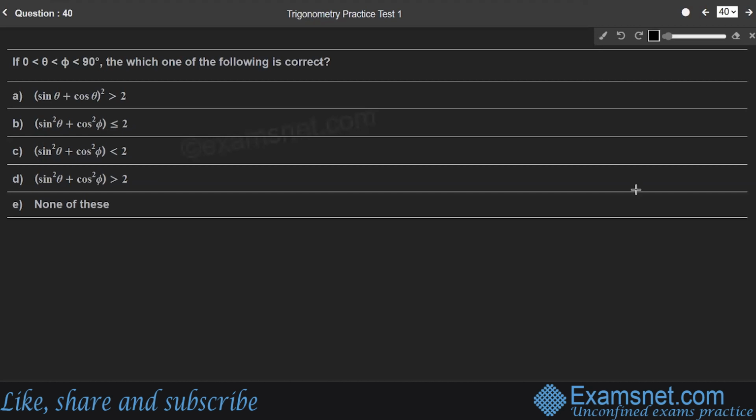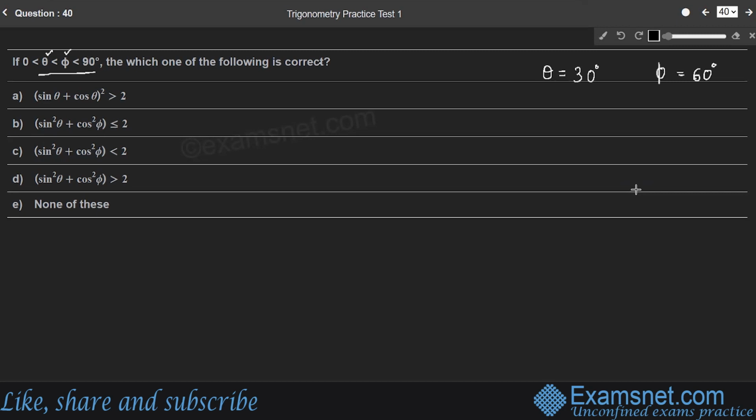Question number 40. If 0 < theta < pi < 90 degrees, then which one of the following is correct? Here, students, two angles theta and pi lie between 0 and 90 degrees and theta is less than pi. So let us consider values for theta and pi. Here theta is less than pi, therefore we'll consider theta as 30 degrees and pi as 60 degrees. Both angles lie between 0 and 90 degrees.